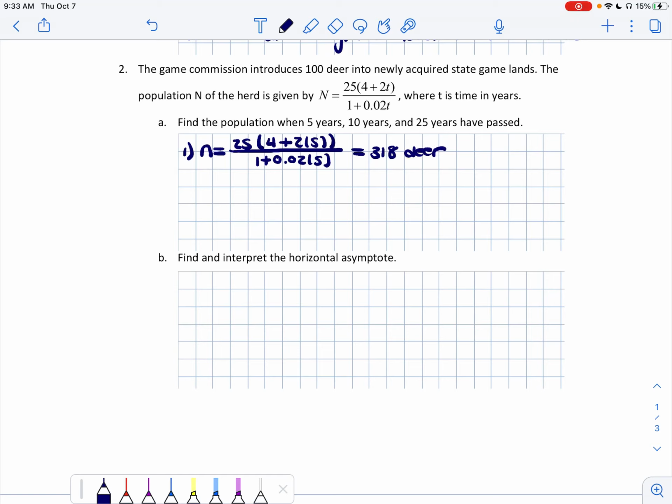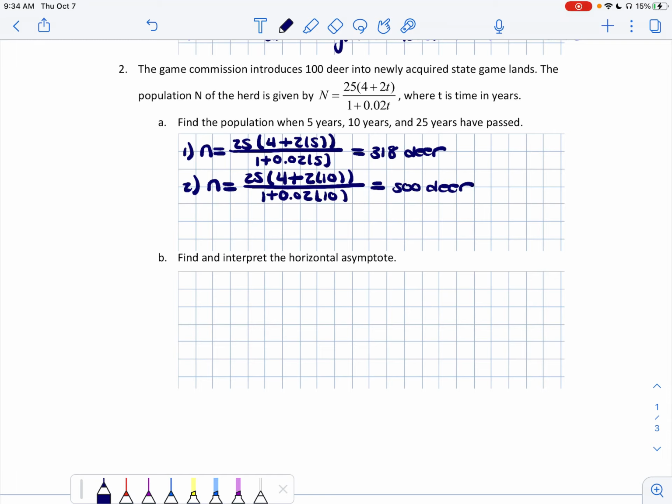If you do get a decimal for any of these, you definitely want to round it to the nearest whole number, because it doesn't make sense to have part of a deer. So just round it up or down to that nearest whole number. Then we can also plug in 10 years. So 25 times 4 plus 2 times 10, all over the quantity 1 plus 0.02 times 10. And if we plug this into our calculator, we now get 500 deer.